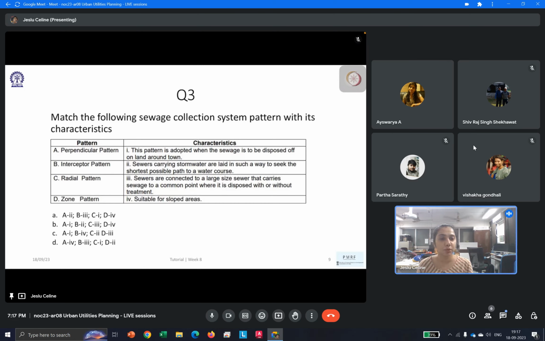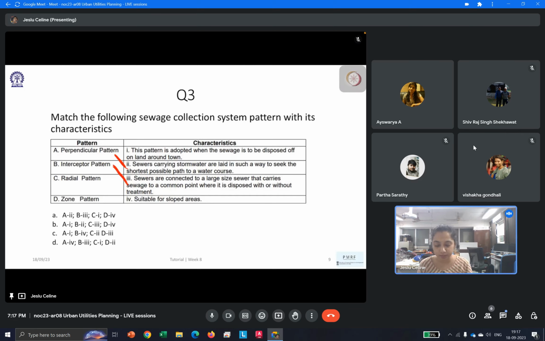Yes, Aishwarya. Perpendicular pattern is to cover the shortest possible path. Very good. Yes. So what would interceptor pattern be? Is to a common point. The third option: sewers connected to a large sewer that carries sewage to a common point. Very good. Yes, that is interceptor pattern.